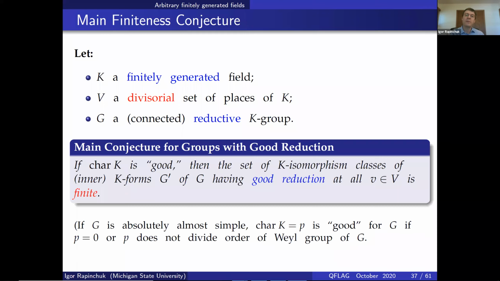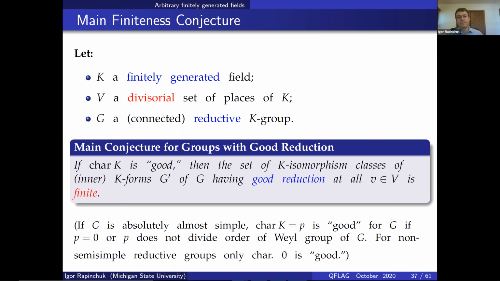Okay, and what do we mean by good characteristic? Well, if G is an absolutely almost simple group, then we say the characteristic is good if it's either 0 or does not divide the order of the Weyl group. And for tori, we consider only characteristic 0 to be good.